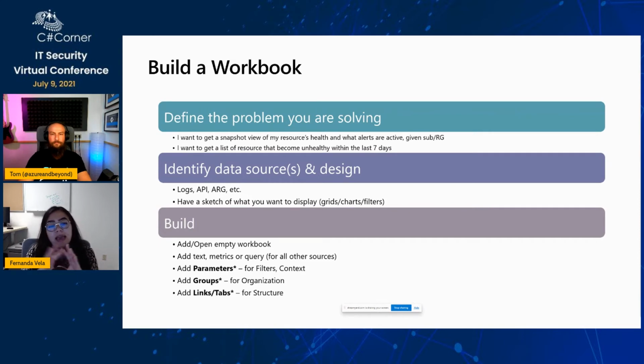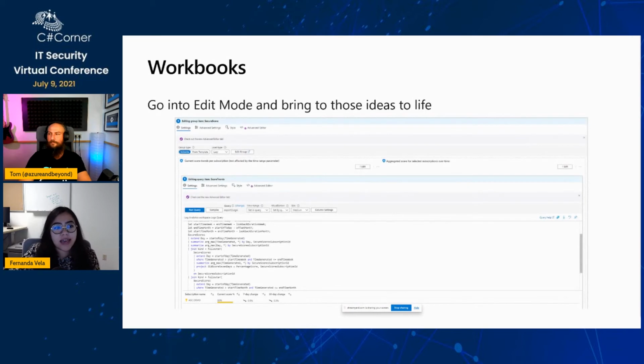You can have this empty workbook, just empty blank space that you can actually do infinite things with. You can start adding text, metrics, or queries for many sources, add parameters, groups, links, and others. So how does this look is that whenever you start creating, you have these sections where you can start putting the code or the queries to retrieve information from different resources that are hosted on Azure.